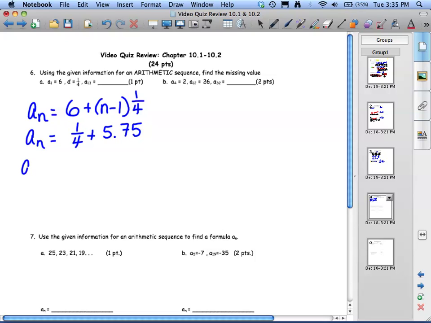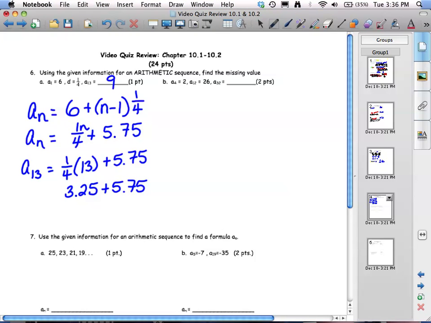The question is asking for a sub 13. Oops, I forgot my n here. So what is 1/4 times 13 plus 5.75? I hope that you see that this is 3.25 plus 5.75, which gives you 9. So I do want to see the work where you find the general form of the equation.